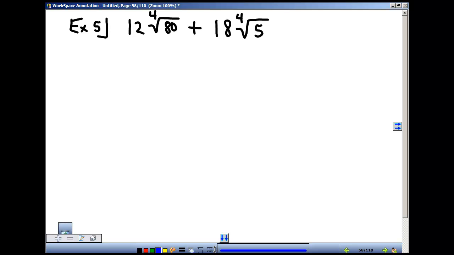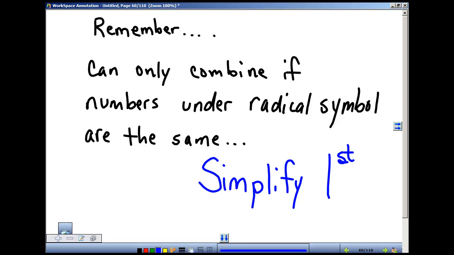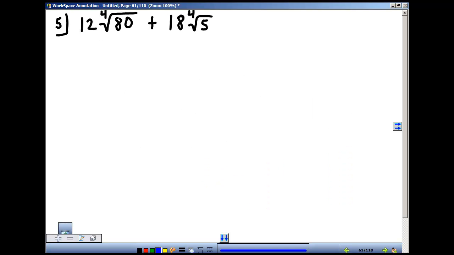Example 5. Remember, we can only combine if the numbers under the radical symbol are the same. So we have to simplify first. So start with the first term with the 4th root of 80. The index of 4 tells me I need to break it up in the groups of 4.